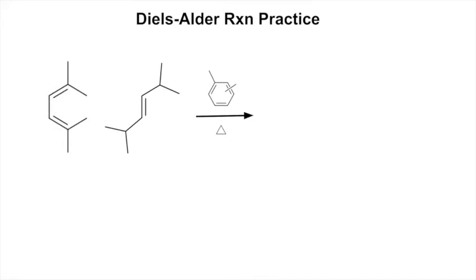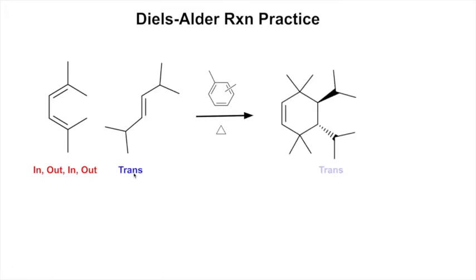And my dienophile is actually fine the way it is. So on this one, we've got a methyl out, a methyl in, methyl out. So we're not going to have to worry about the stereochem there, because it's not going to create a stereocenter. Now the other one here, the dienophile, it's got trans. So for those two methyls, it doesn't matter, they're not stereocenters. But these are, and we'll get the trans product, and then we'll get this other trans product.